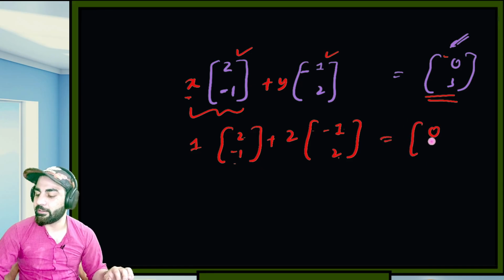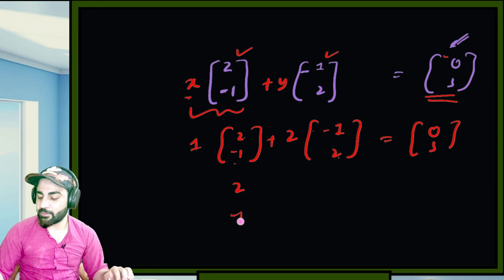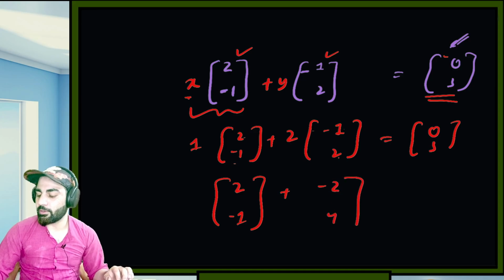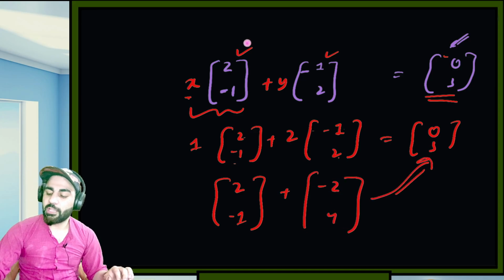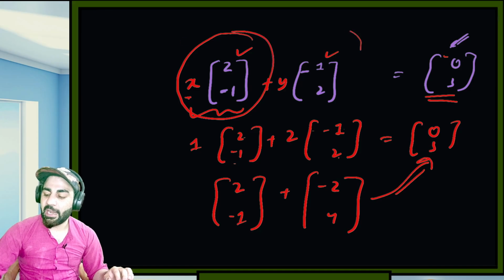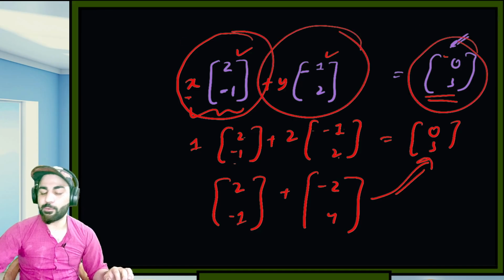Pretty easy. This is 2 minus 1, and this over here is minus 2, 4. So this gives us this. So I am taking 1 times of this vector and 2 times of this vector to land at this vector. That's what I showed in the visualization also.